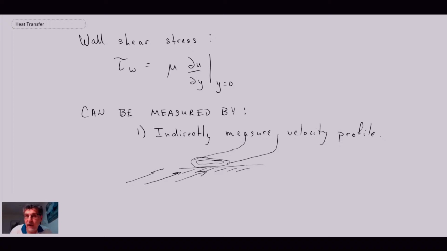You could also do that with different optical techniques, although it would be difficult to get seed particles very close if you're using laser Doppler velocimetry, for example. But anyway, it would involve some indirect measure where we get the velocity profile. A second technique is to directly, physically measure the drag or the friction on the wall.